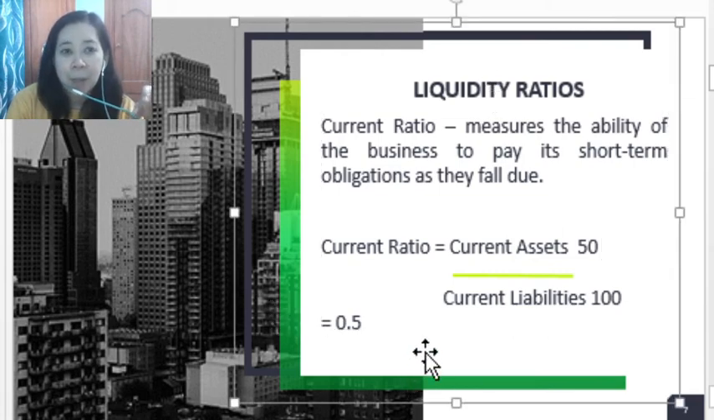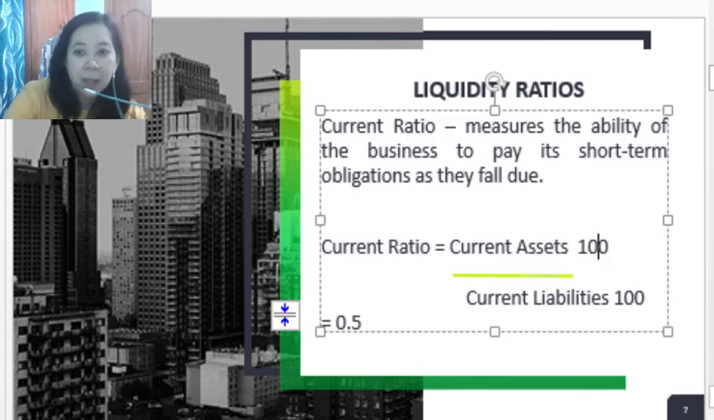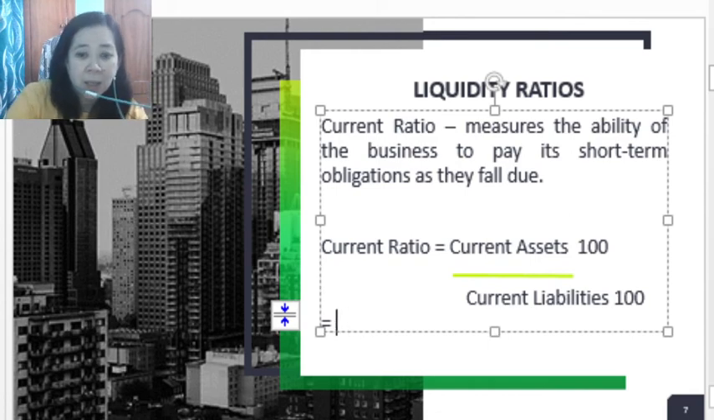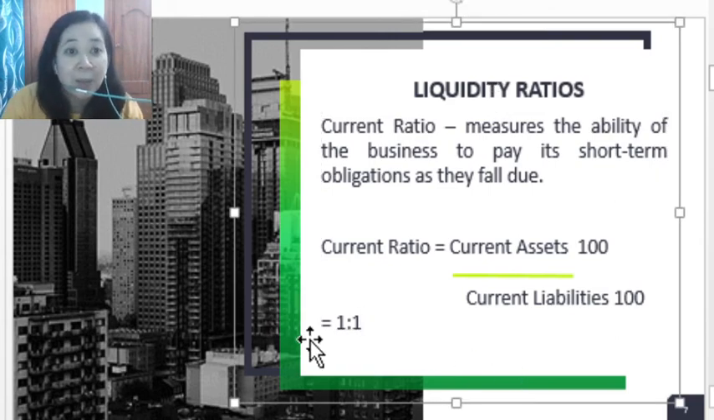So the objective is to have at least a current ratio of one. For example, if you change this to 100, the answer would be a current ratio of 1. So this is the correct presentation actually, 1 is to 1, because we are talking about ratio. For every 1 peso of liability, the entity can also pay 1 peso.